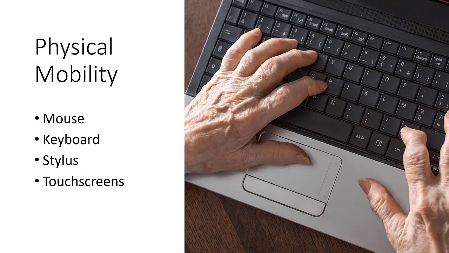There are 2 components to mobility. The first is physical mobility, and that means that we need to consider how a person is going to navigate through our documents. Some people will use a mouse, some people will be using a keyboard, and also now we have styluses as well as touch screens.